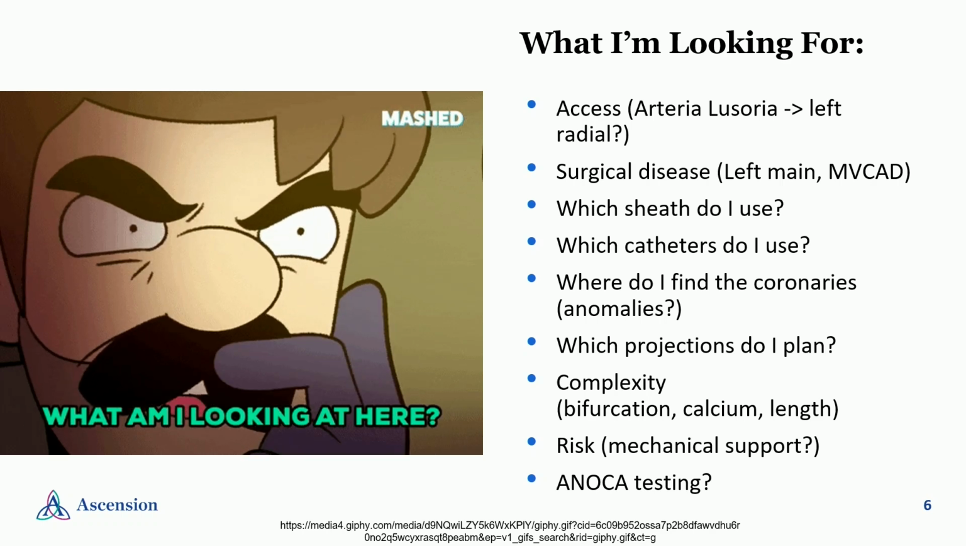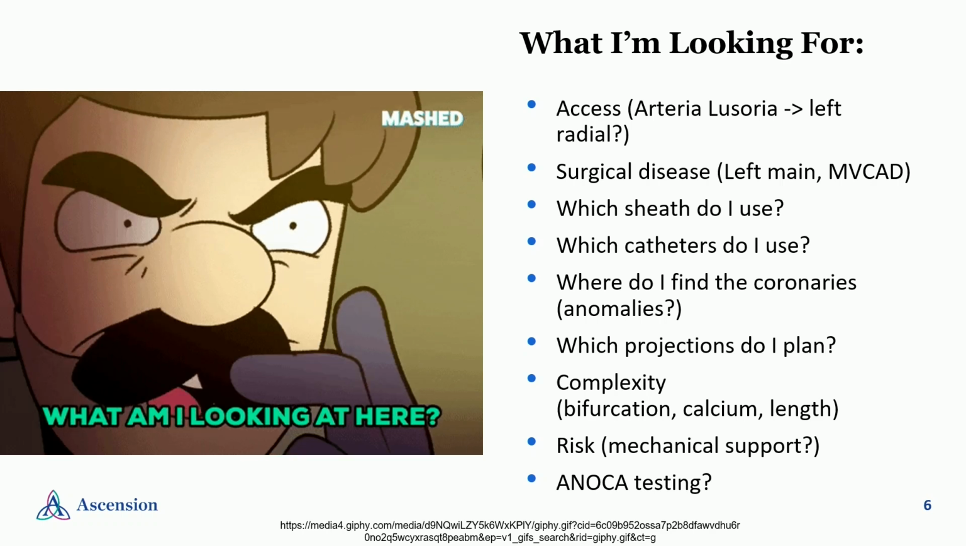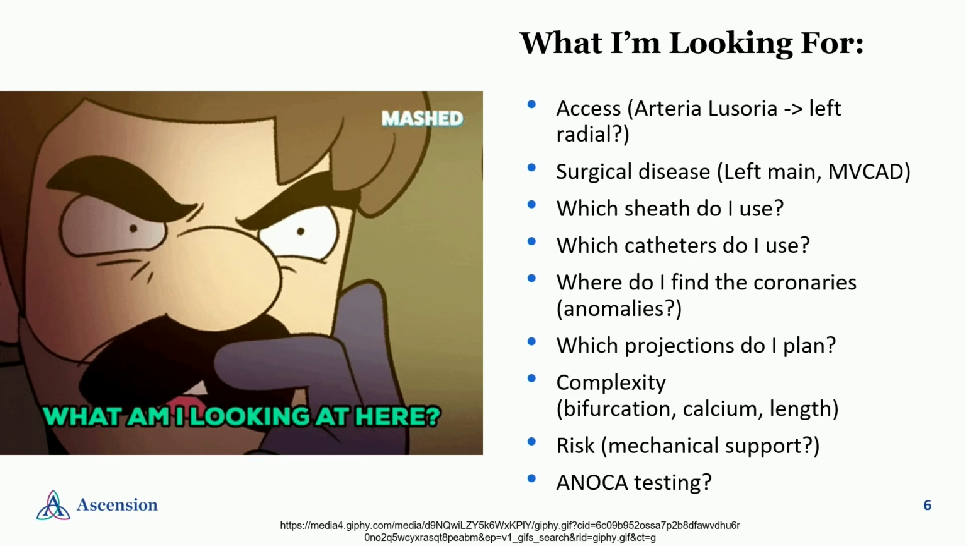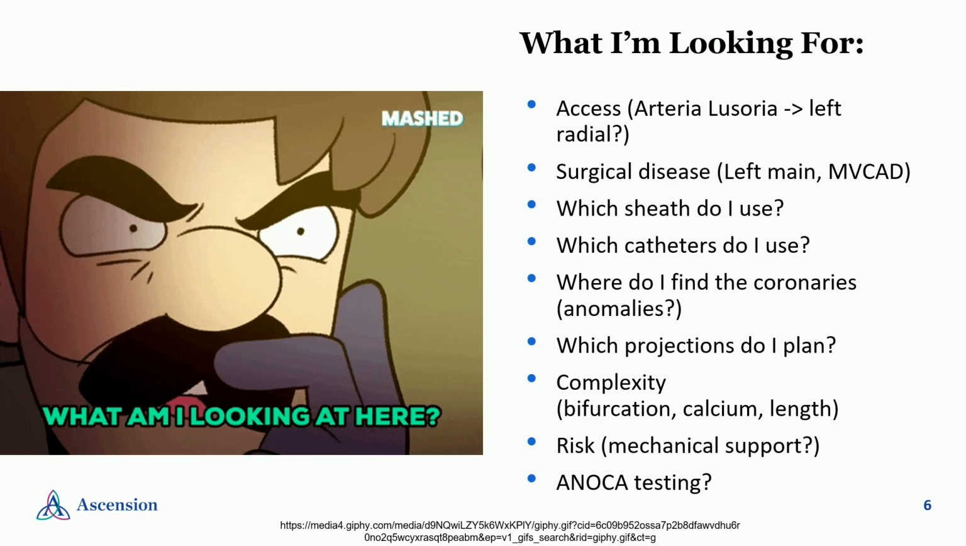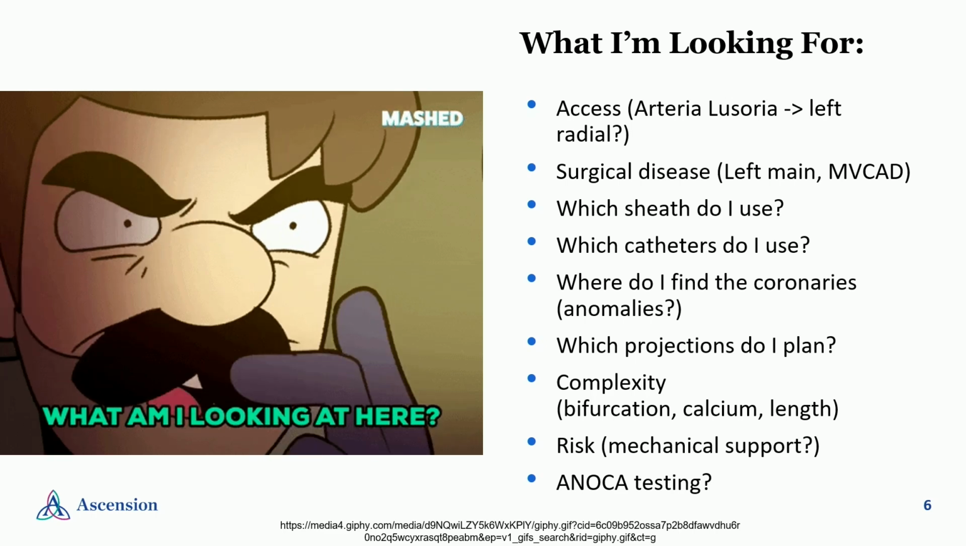Which catheters do I use? Do I have an anomalous takeoff of the right coronary artery? Is there a bypass graft that I need to worry about? And how am I going to engage this, again, to make this procedure safer and more efficient, minimizing radiation and contrast? Which projections do I plan, especially using the HeartFlow tool to be able to see, is this LAO, RAO, cranial caudal?